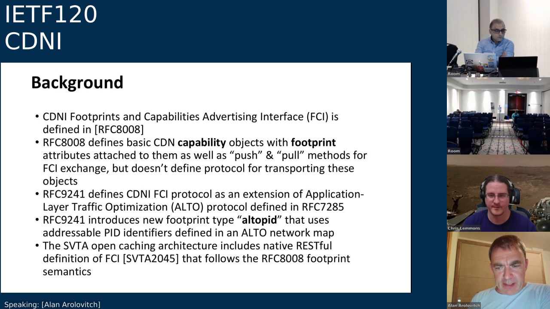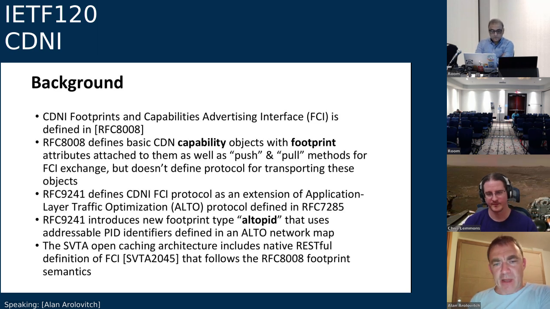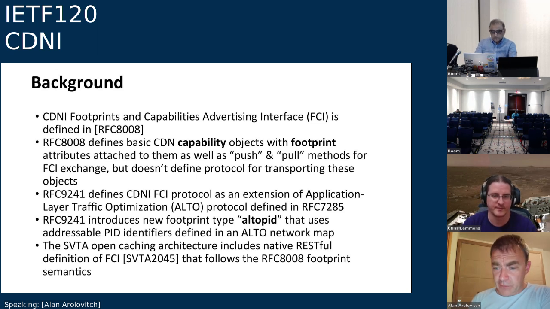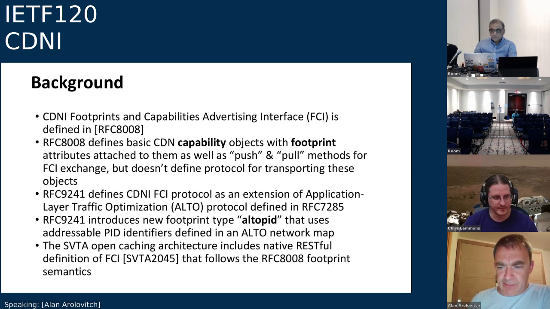The FCI today is defined in RFC 8008, which treats footprints as attributes of capabilities, even though it's named footprints and capabilities. Footprints are not independent objects. This RFC also describes push and pull methods for FCI exchange. There's no definition of a real protocol for transporting these objects today. RFC 9241 proposes implementation of CDNI FCI based on ALTO. It's actually an extension of the ALTO protocol that's separately defined in RFC 7285.